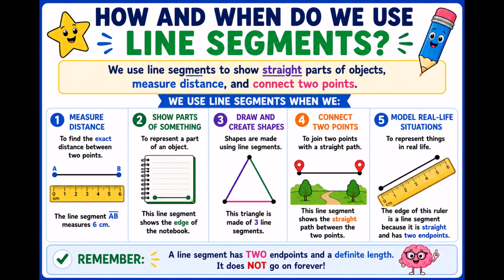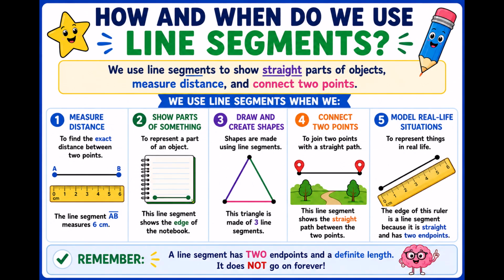Number two, we use line segments to show parts of something. What does it mean? A line segment can show the straight edge or part of an object. It helps us describe objects by showing one side. For example, the bottom edge of a notebook is a line segment.